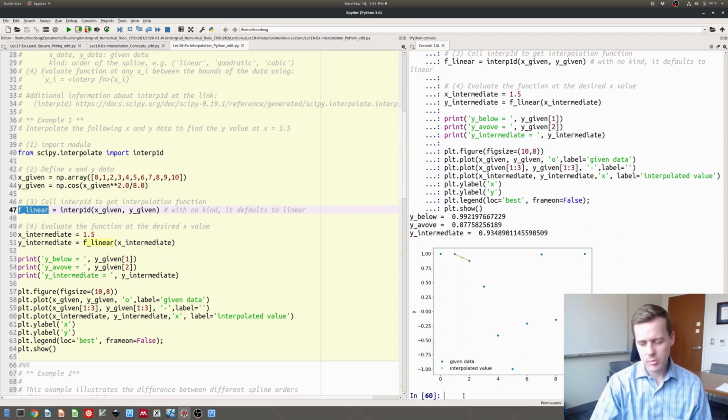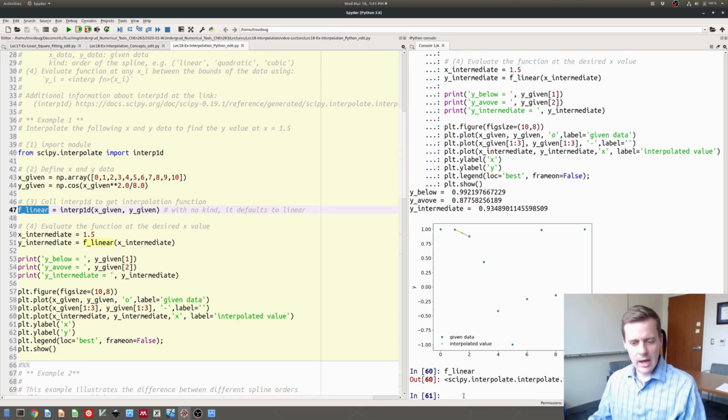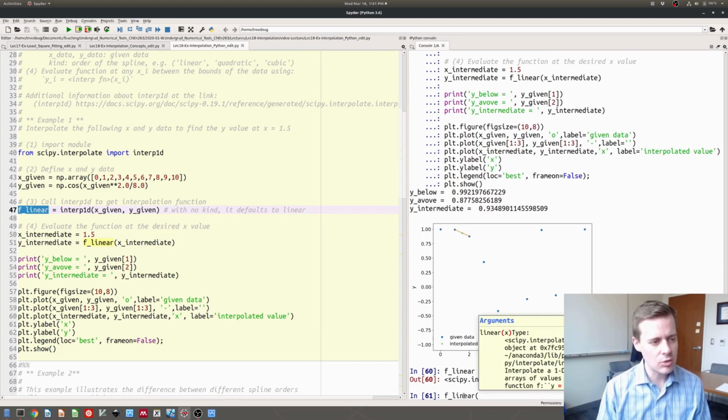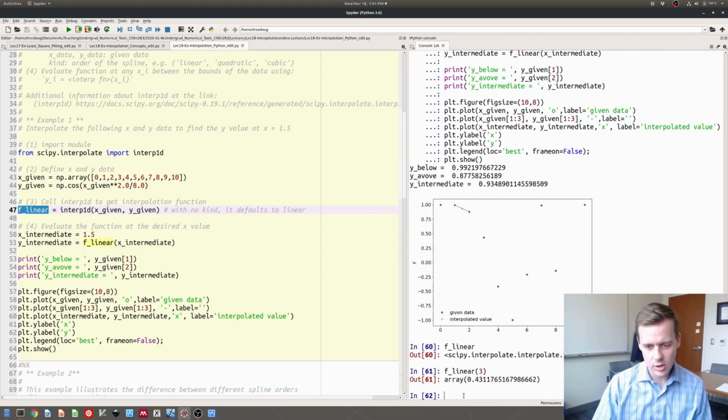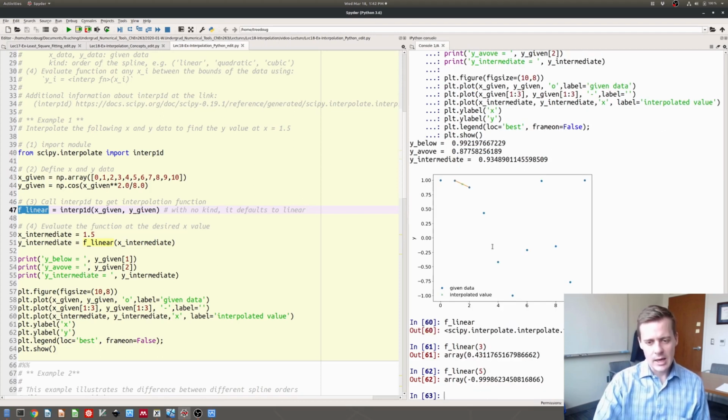If I put f linear, if you look down here at what it says, it's a function. So I can call f linear on any value of x that I want. If I call f linear of 3, it's going to return the interpolated value at 3, which in this case is 0.43. I could call f linear at 5, and that's going to give me near -1, which is down here, near where I had before.